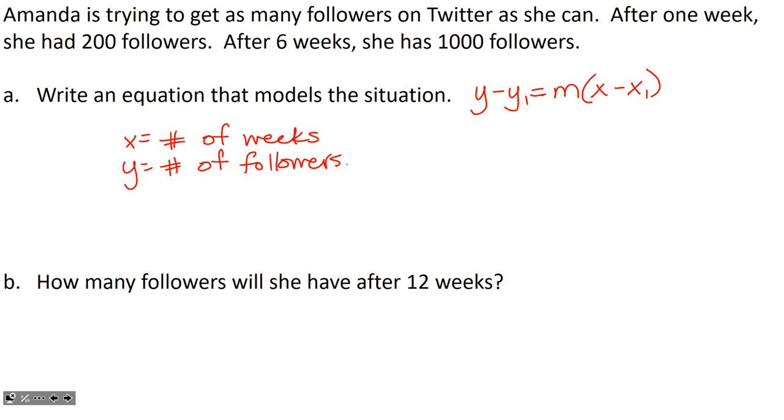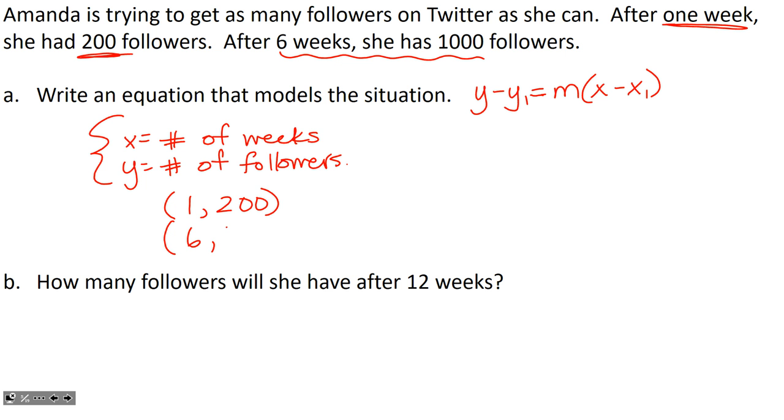And then I look at the information that I'm given. After 1 week, she has 200 followers. So I can write that as a point: 1 week, 200 followers. I can write it like that because we defined x to be the number of weeks, y to be the number of followers. And I also know that after 6 weeks, she has 1,000 followers. So now I have my 2 points, and now I need to write my equation.